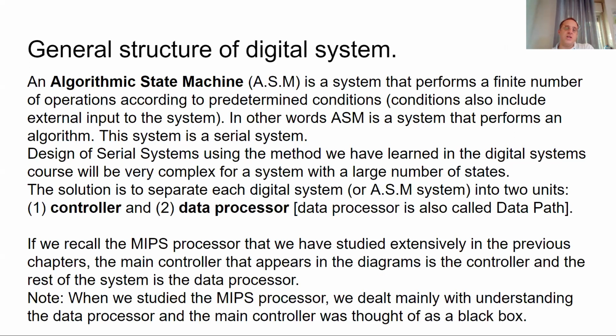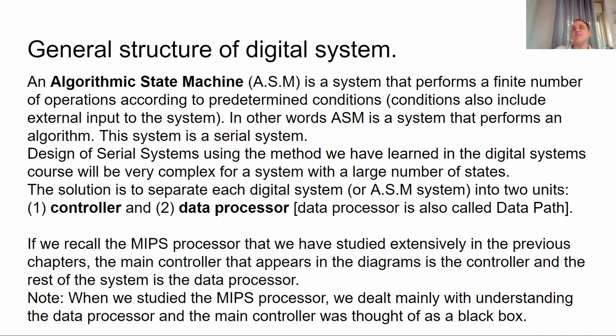An algorithmic state machine, an ASM. By the way, I recommend you look up on the internet what this is. You don't have to rely only on the material of the course, and that's true in your entire college career. You're not limited to the material that we present to you. An algorithmic state machine is a system that performs a finite number of operations according to predetermined conditions. Conditions also include external input to the system. In other words, if this input comes in, the state machine does this if it's in a certain state. That's what a state machine means.